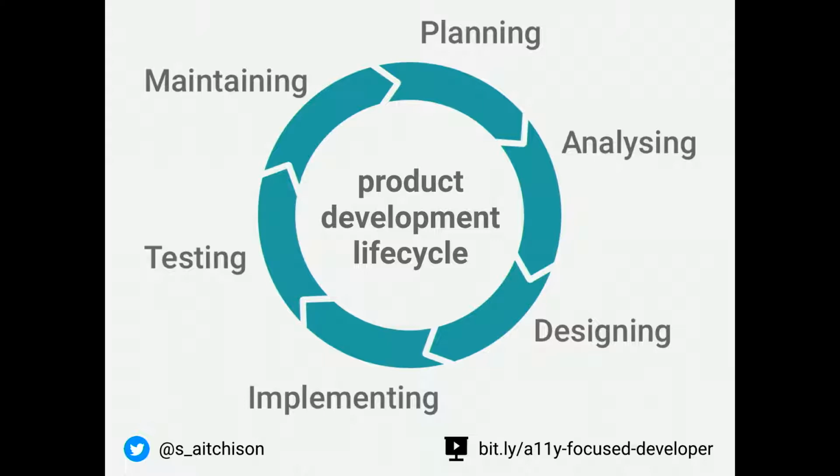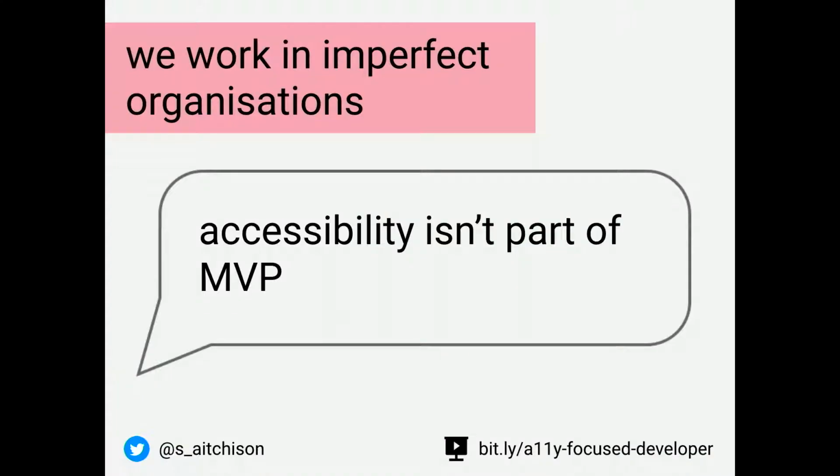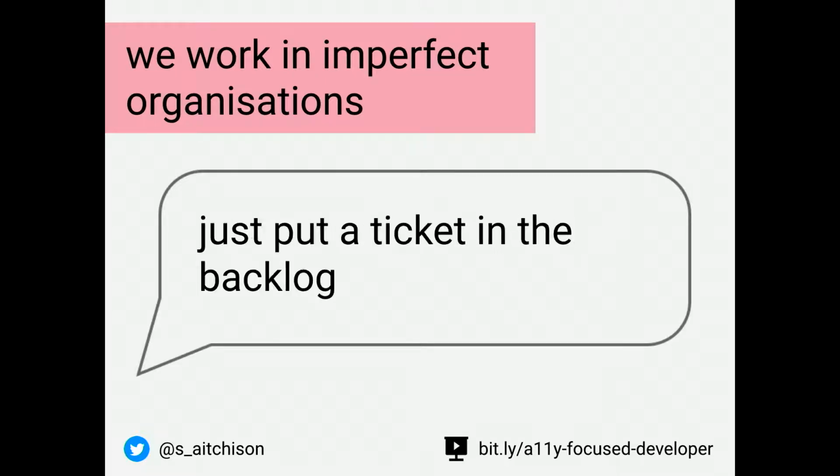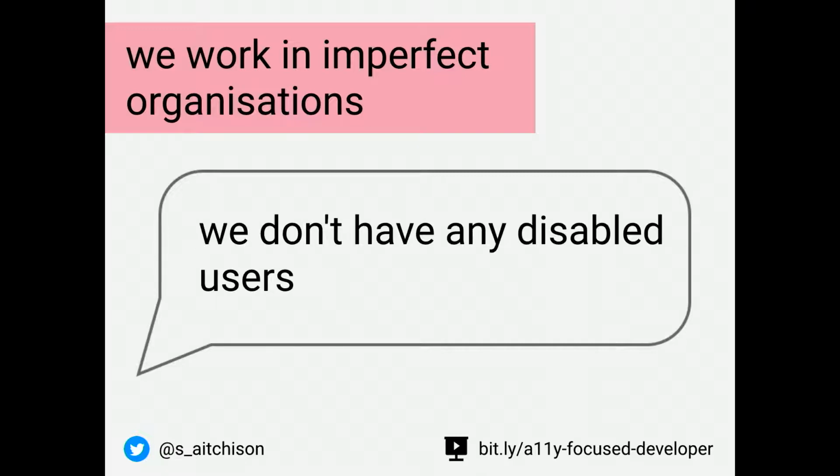But if you're just one person, that is a lot of people that you're going to have to convince to get on board with accessibility. And I can tell you now that if you start talking about accessibility in your organization, the chances are you're going to hear a lot of bad takes. So you're going to hear things like, I'm sorry, but accessibility isn't part of the MVP. You're going to hear, just put a ticket in the backlog, please. The subtext to that is where it will live forever. And my personal favorite, which is absolutely 100% something I've been told many times, but we don't have any disabled users. And of course you don't, because they can't use your app.